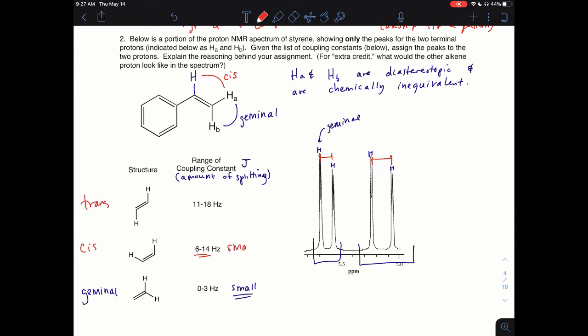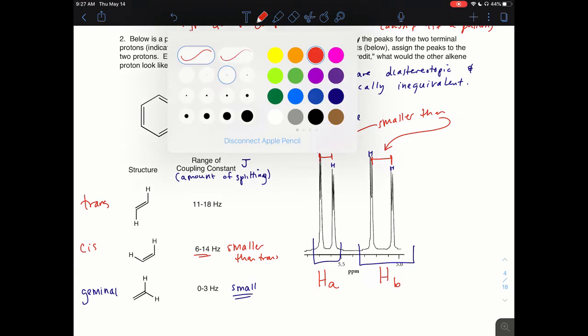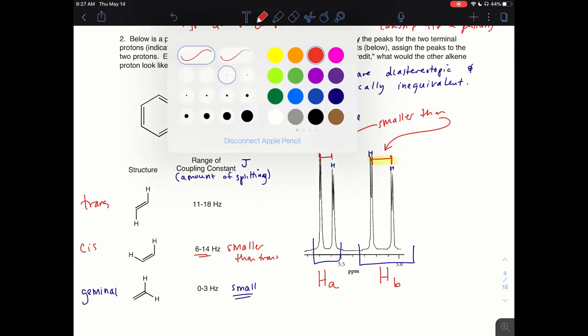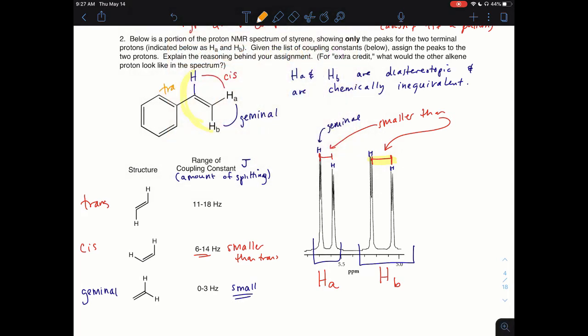Okay, so it's smaller. So we have tiny for geminal, smaller than trans for cis. So we can see, oh, okay, this is smaller than this one. So what does that mean? That means that this signal corresponds to HA and this signal corresponds to HB. This bigger coupling here, this bigger distance between those two lines, that is due to this trans coupling between HB and the other vinyl proton.